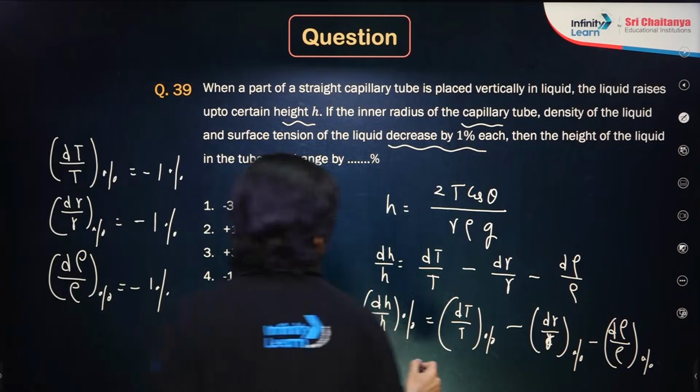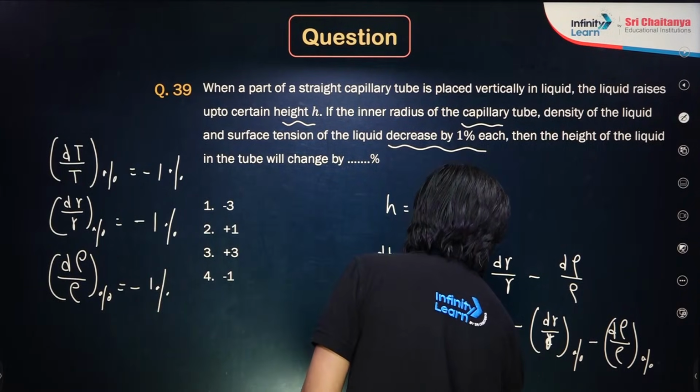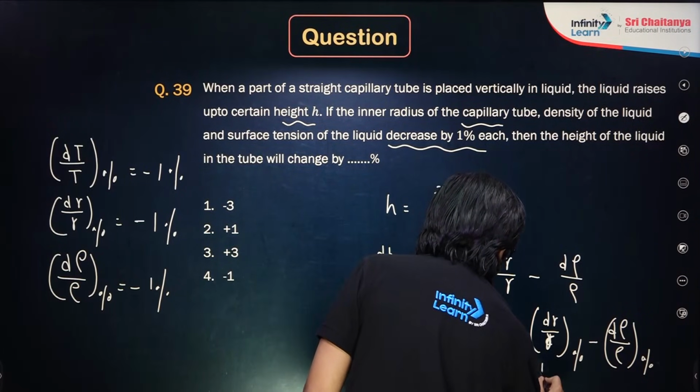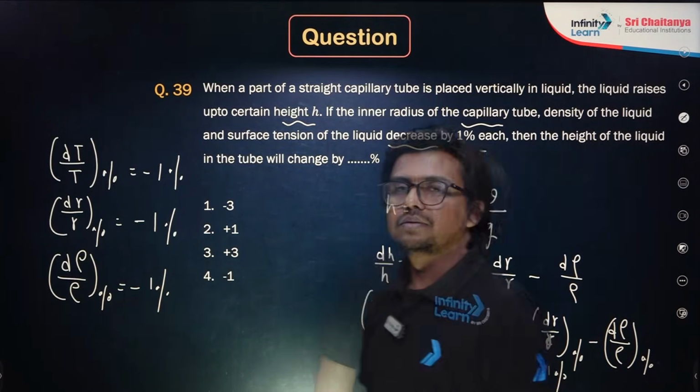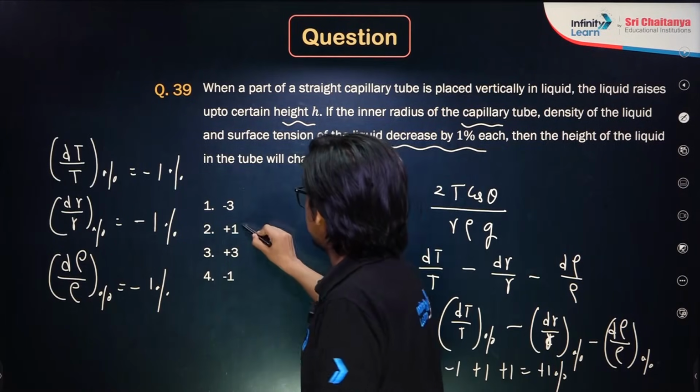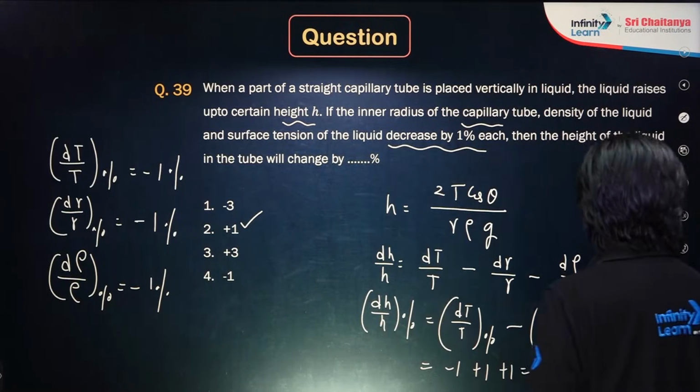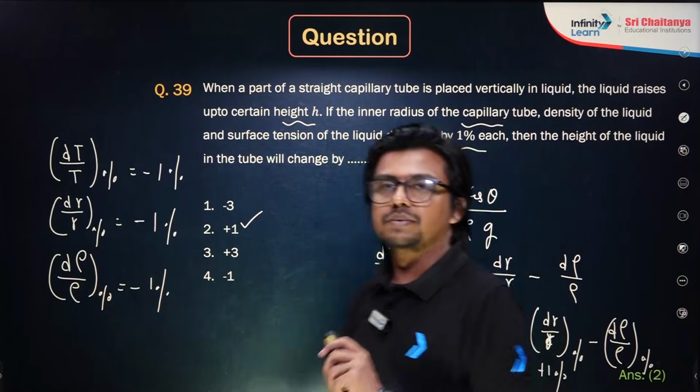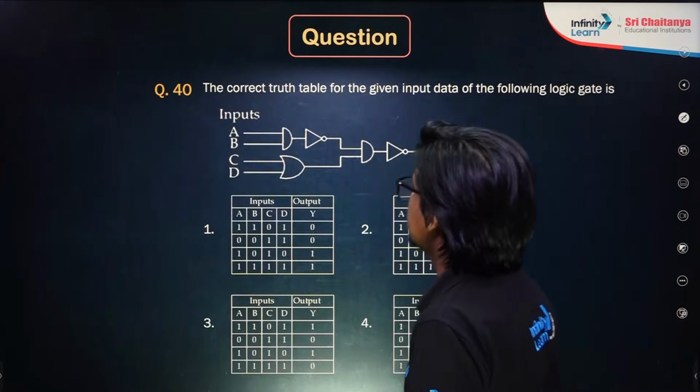If you put here, you have minus 1 plus 1 plus 1, that is plus 1%. So it is being increased by plus 1%. So plus 1 is the right answer. Option 2 is the correct one. Okay, correct option for this.